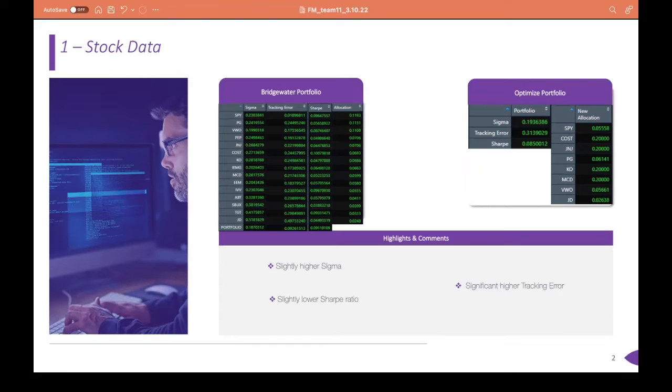Okay, if you see the difference between the sigmas, the optimized portfolio has a slightly higher sigma. It has a slightly lower Sharpe ratio, and it has a significantly higher tracking error. This means that probably the newest stocks that the portfolio has, as the tracking error is compared with the benchmark, we can say that these stocks aren't that similar to the benchmark. So probably in order to get a lower tracking error, we need to compare these stocks with a different benchmark.